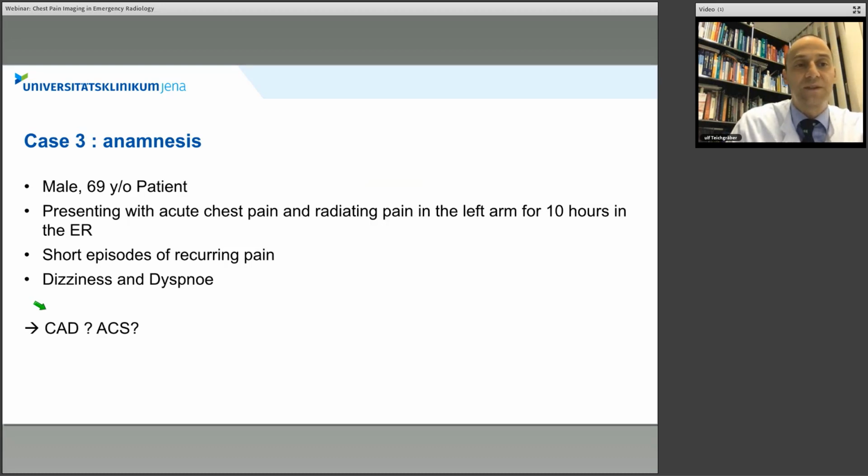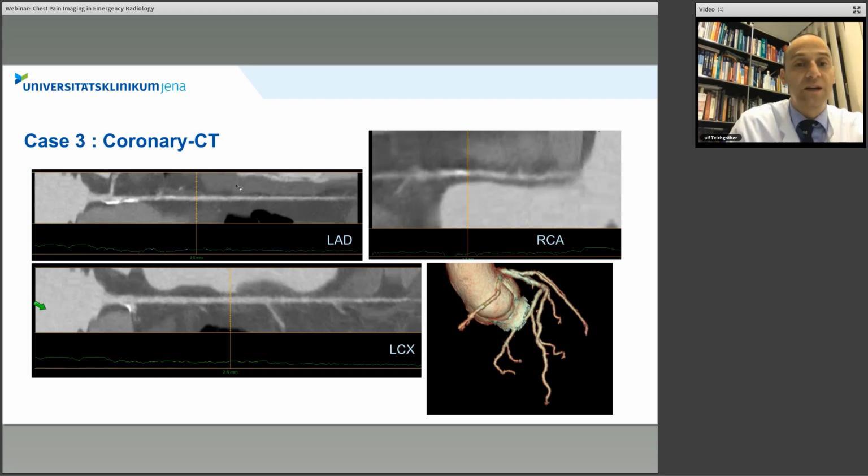And I just want to finish up with one case here, which is a 70-year-old patient presenting with acute chest pain, radiating pain in the left arm for 10 hours in the ER, and short episodes of recurring pain, dizziness, and dyspnea. And the question was CAD or even acute coronary syndrome. So here you can see the reconstructions, and you see again the plaques already.